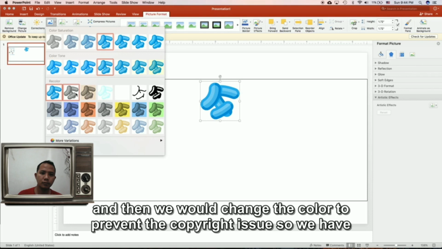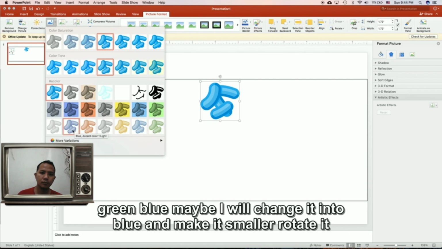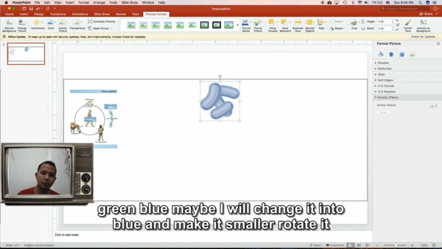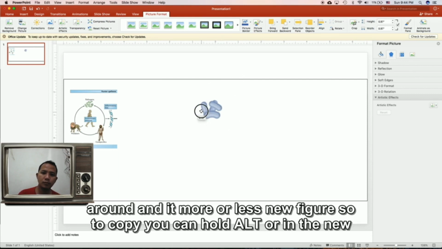And then we will change the color to prevent the copyright issue. So we get green, blue, and we will change it to blue. And make it smaller, rotate it around, and it's more or less a new figure.